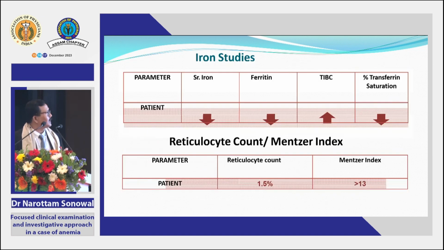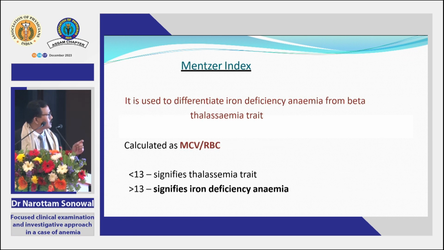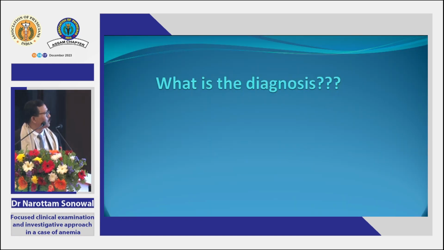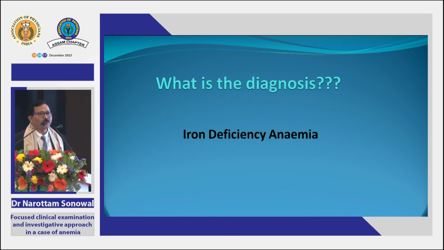Definitely, it is iron studies. In the iron studies, we may get serum iron low, ferritin low, TIBC increased, and transferrin saturation decreased. Here, the most important thing is to do the reticulocyte count and the Mentzer index. If the Mentzer index is high, it signifies iron deficiency anemia. So definitely, what is your diagnosis? The diagnosis is iron deficiency anemia.